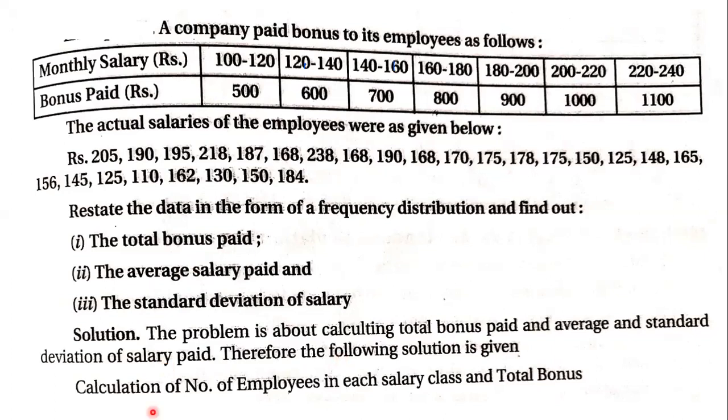We have to draw a table first to calculate the number of employees in each class. They have given us monthly salary, they have given us bonus paid. If you see here, bonus paid in rupees. But the actual salaries of the employees are given as raw data. So this raw data has to be converted into the statistical table. How do we do that? Using the tally bars. Okay, let's go on to the next slide to understand the first table.